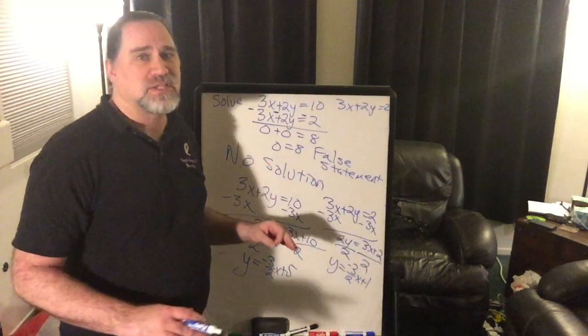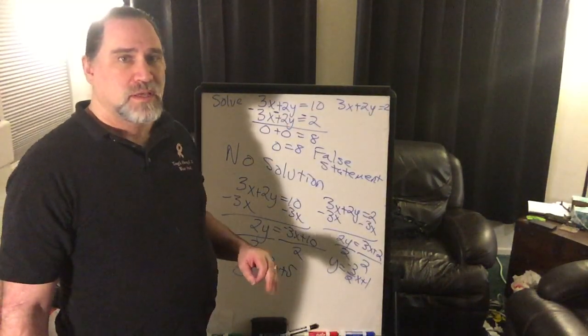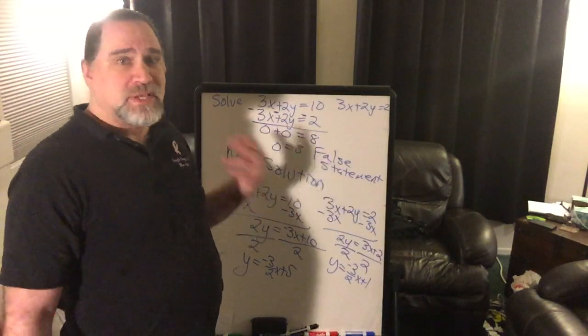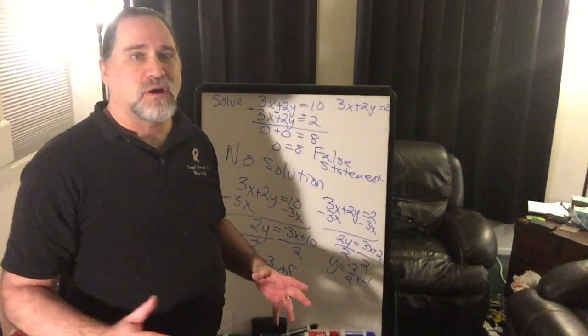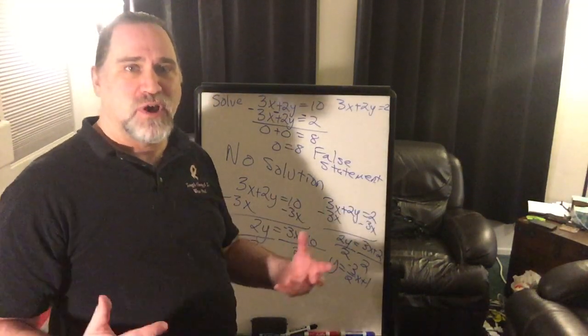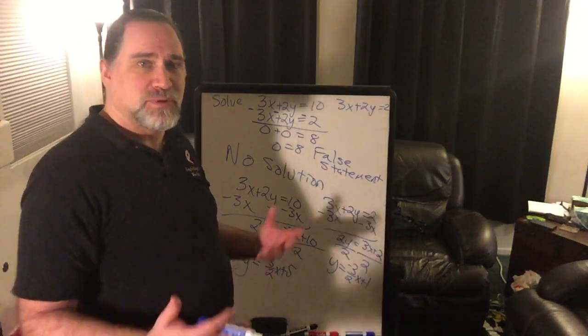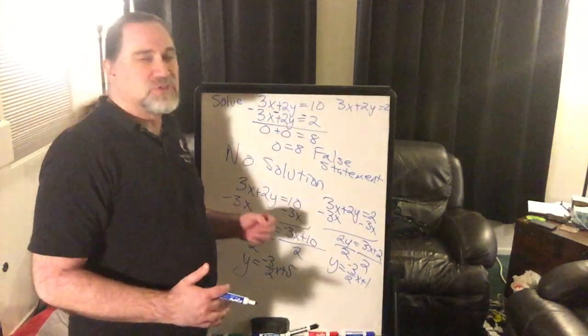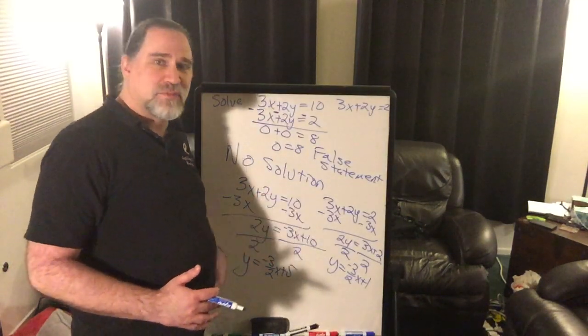That means the two lines are parallel, and the fact that we get a false statement means that no matter what x and y ever are, it'll never work. Okay? And that's where the never, no solution kicks in and really reveals itself. Now we could have done this using substitution. It would have come out the same way.